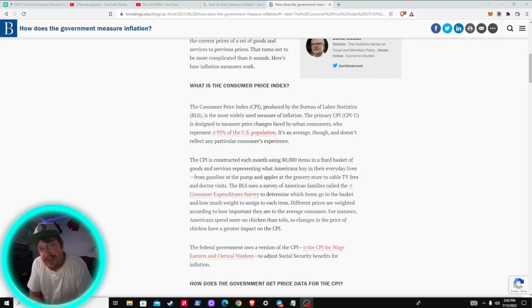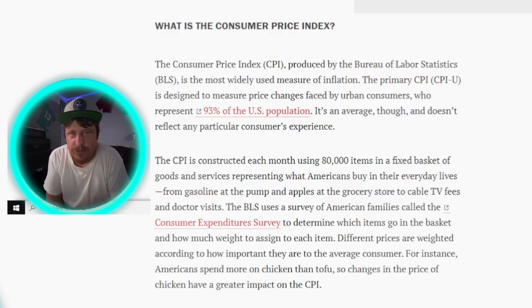Alright, we all know I love my definitions, so we're just going to jump right in and then we'll expound. What is Consumer Price Index? The Consumer Price Index, or CPI, produced by the Bureau of Labor Statistics, BLS, is the most widely used measure of inflation. The primary CPI, CPI-U, is designed to measure price changes faced by urban consumers, who represent 93% of the U.S. population. It's an average, though, and doesn't reflect any particular consumer's experience.